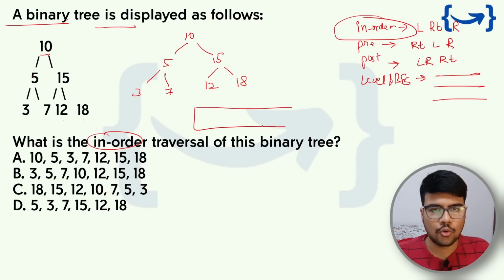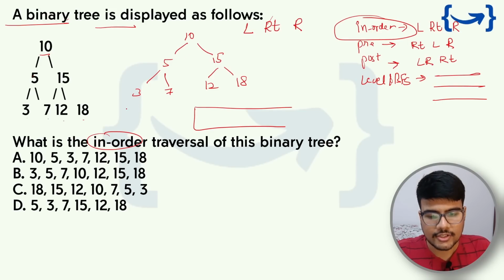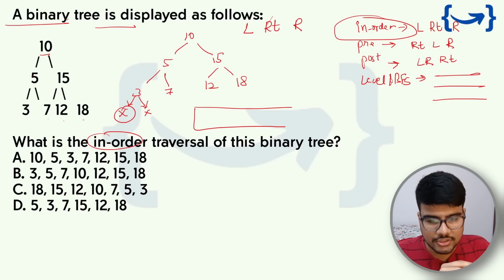We know the code: if we find a null, we need to return back to the root node or any of the nodes. What is the structure, guys? Left, root, right. So I need to go to the left first. 10, then 5, we have 5 again, then we have 3 again. Do we have null now? Yes, we have null here. When we see null, we just need to go back.